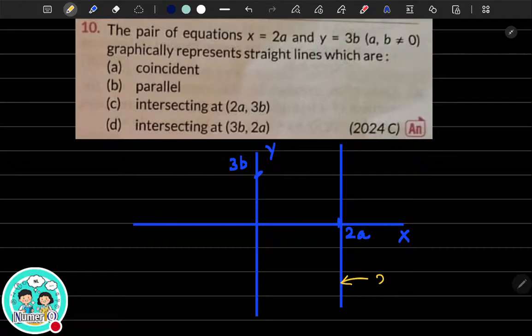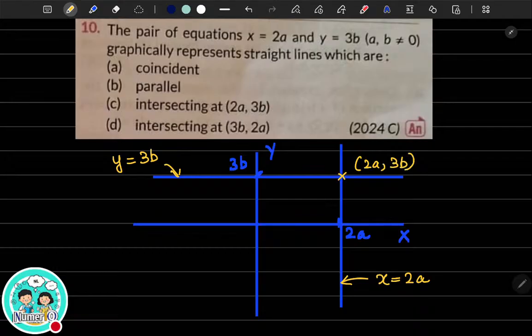This equation is nothing but x equal to 2a. Always x equal to some value will be a line parallel to y axis. Okay, y equal to 3b means it's a positive value, so it will be in the positive coordinate. In that case, y equal to 3b, so this will be your line. Okay, so y equal to 3b, this is your line. And where do they intersect? This point will be 2a comma 3b.